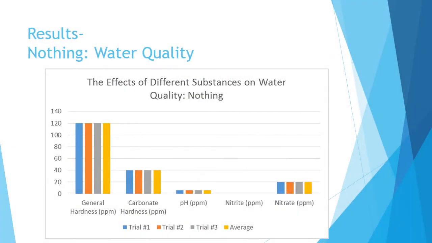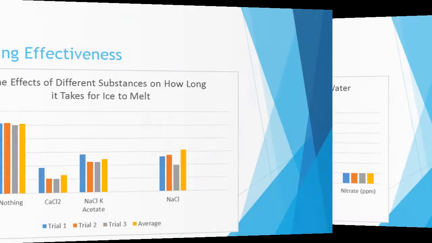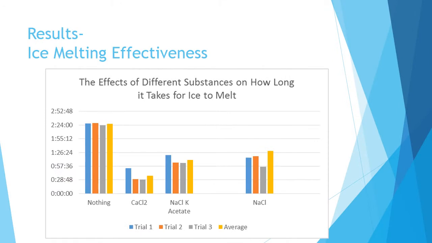The results for nothing from the water quality test were that every chemical stayed the same. The results from the ice melting effectiveness test were that the tests for nothing were about the same. The calcium chloride melted the ice in a little over half an hour. Sodium chloride potassium acetate was about an hour and a half, and sodium chloride's times differed from each test.